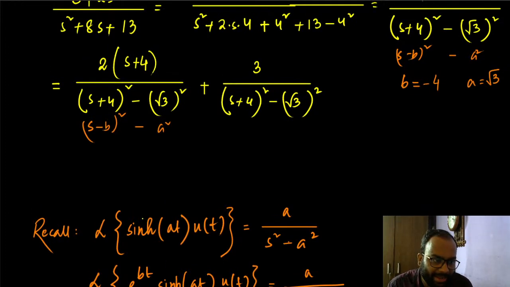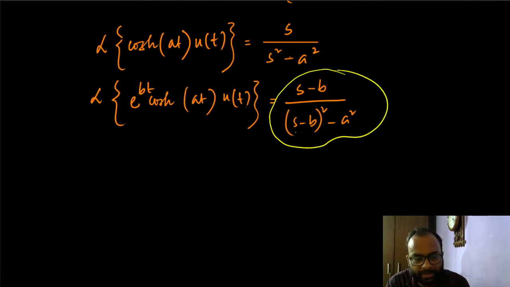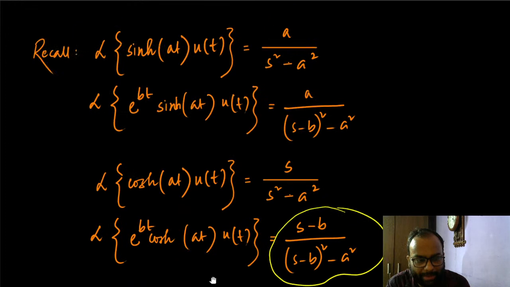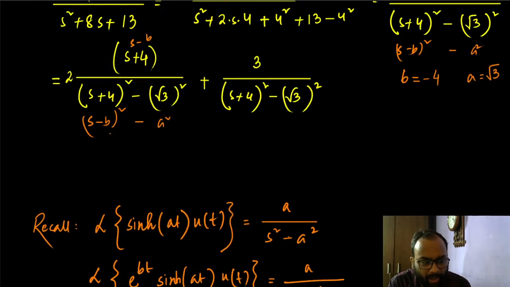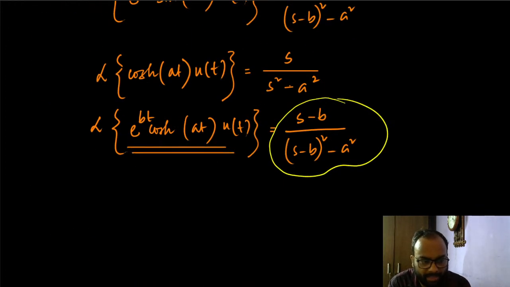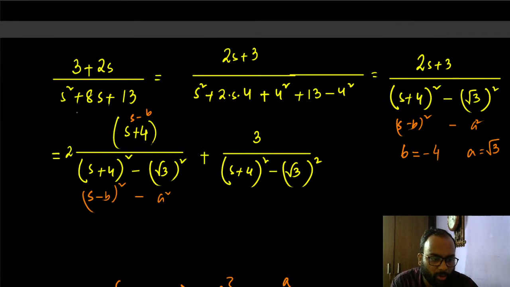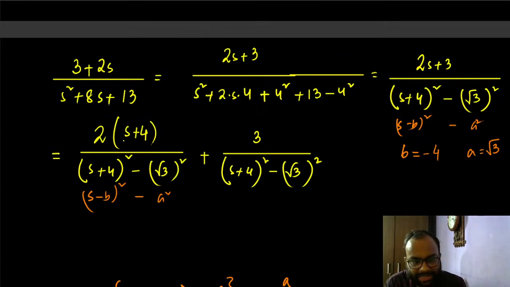If this is something like that, then of course I can bring the 2 outside. Be happy with that. And now this is s minus b divided by (s minus b) whole squared minus a squared. This will perfectly match up with this function, and of course I have a 2 outside. So what we are saying is that I want this matching up to happen, and whatever is here I don't bother about that.